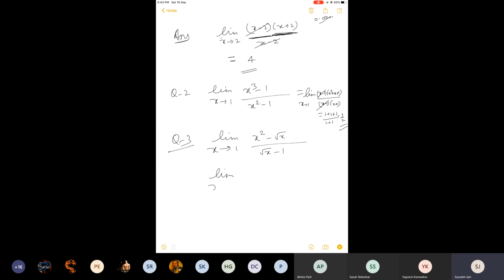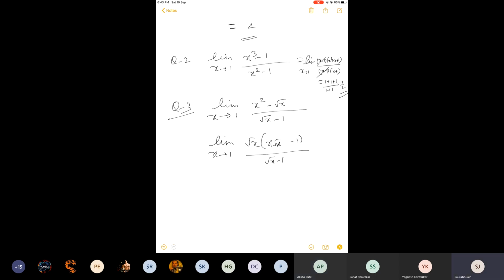See, third one. First of all, I will take root x common from here. If I take root x common, this will be minus 1 here. It will be root x minus 1. Can anyone tell me what will be left at the first position? I am taking root x common from x square. What will remain? X root x. Yes, x root x. That is correct. X root x will remain.